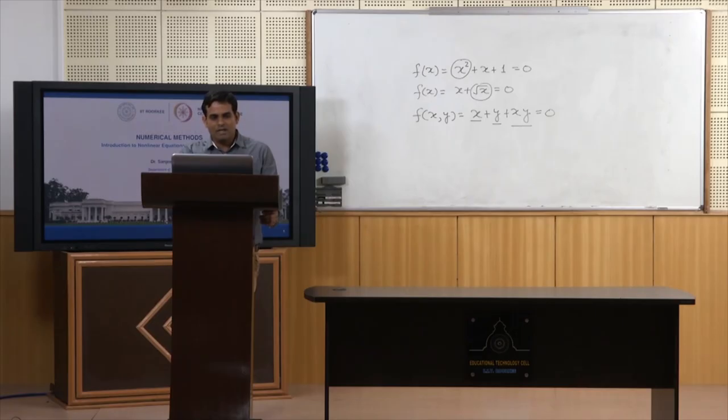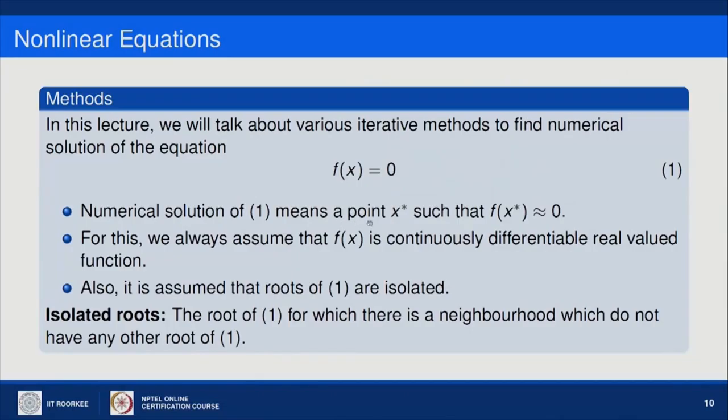So, what do we mean by numerical solution of a nonlinear equation? Given a nonlinear equation f(x) equals to 0, numerical solution means we need to find an approximate point x star such that f(x star) is approximately 0. For this, we always assume that f is a continuously differentiable and real valued function. Also, it is assumed that the roots of this equation f(x) equals to 0 are isolated. What do we mean by an isolated root? A root of f(x) equals to 0 for which there is a neighborhood which does not have any other root of f is said to be an isolated root.